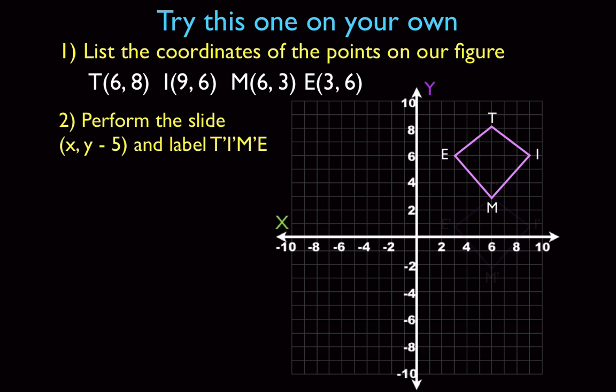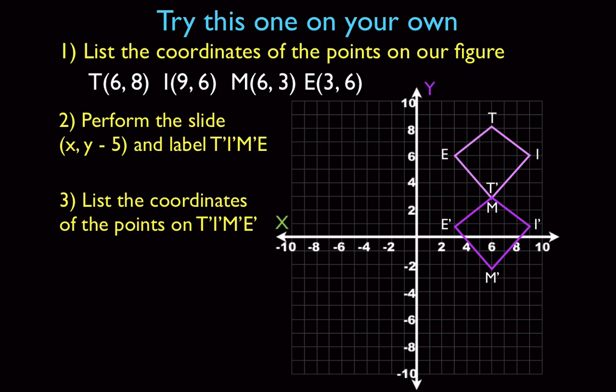All right. So you should have ended up with the figure right there, which is moving every shape down by 5. So from 8, I went to 3. From 6 for E, I went down to 1. And from I at 6, I went down to 1 as well.